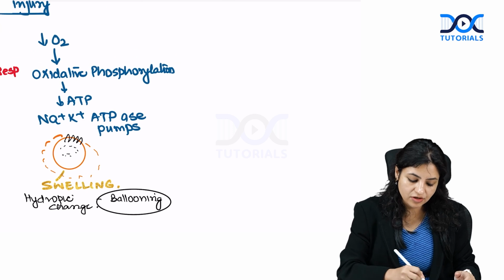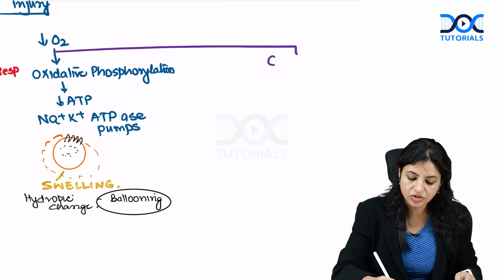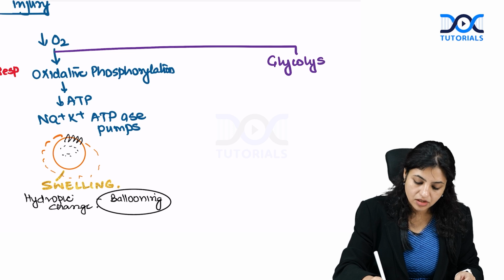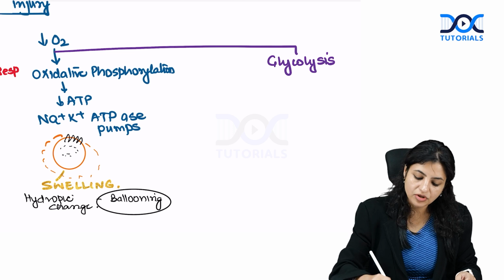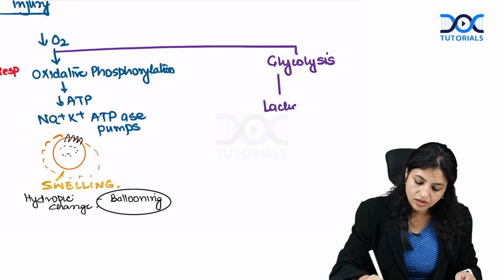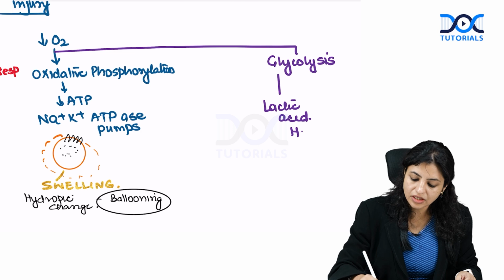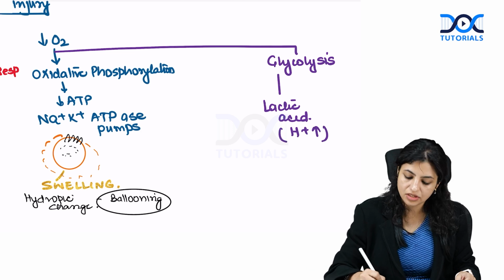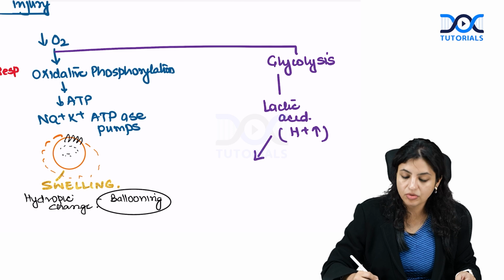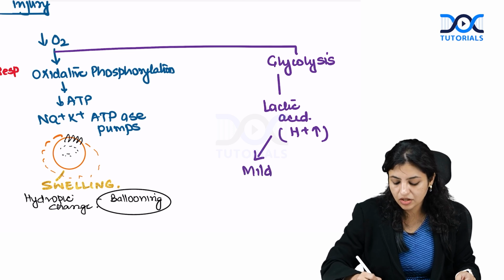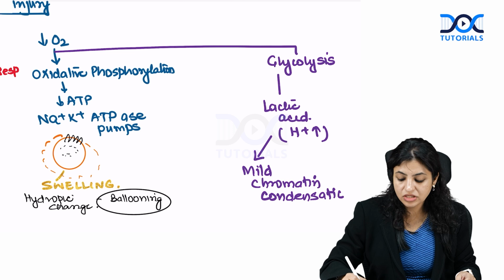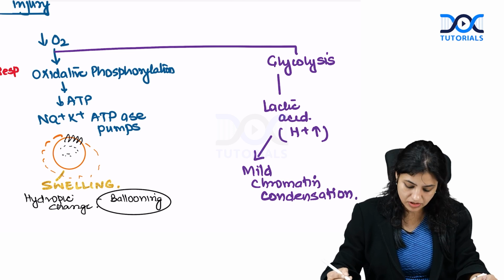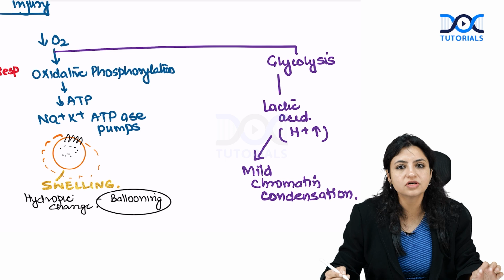When the oxidative phosphorylation is stopped, the alternate mode of respiration is glycolysis. That's an alternative mode of respiration. Glycolysis produces a lot of lactic acid. This lactic acid means H ions in the cells are going to increase. This is very important because acid always causes mild chromatin condensation. But this is mild, that is why it's reversible. Mild chromatin condensation is a reversible change that occurs.